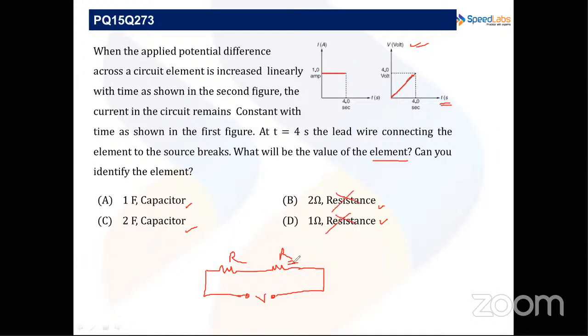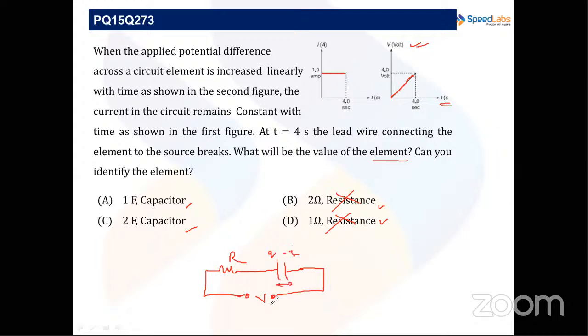Now we will assume that it is a capacitor. Now that it is a capacitor, what is happening here? So let us make a capacitor over here. Now it is saying that the voltage is changing, and we assume that the charge on this is Q, and across it the potential is something.